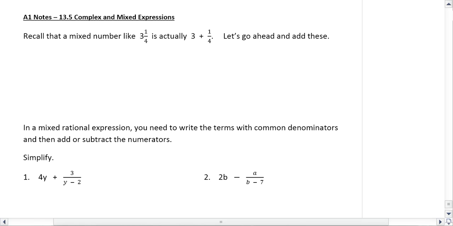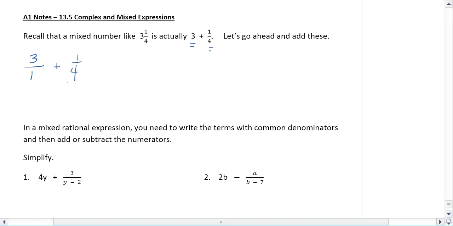First, I'd like you to recall something back when you first learned how to work with fractions. You could write a mixed number as 3 1/4. And we understand that that really is 3 whole ones plus 1/4 of a whole. And we can go ahead and add those. If we had 3, I could write that as 3 over 1, so it looks like a fraction, plus 1/4.